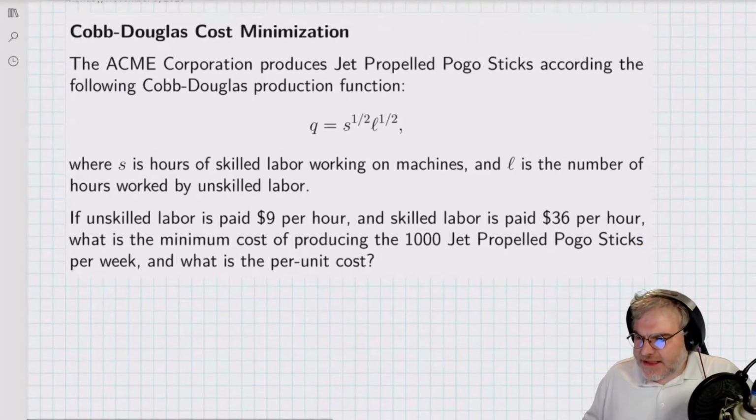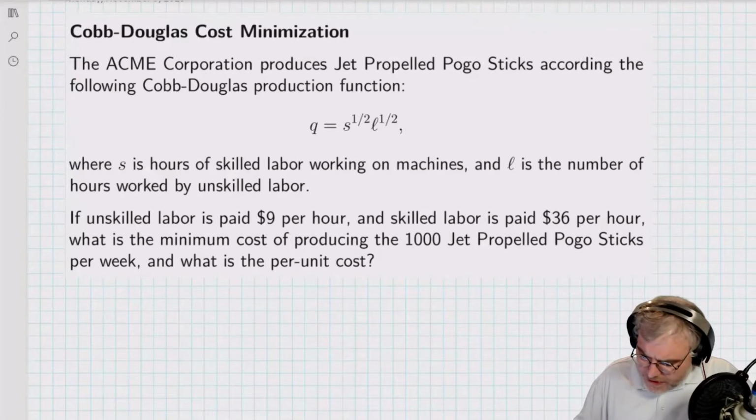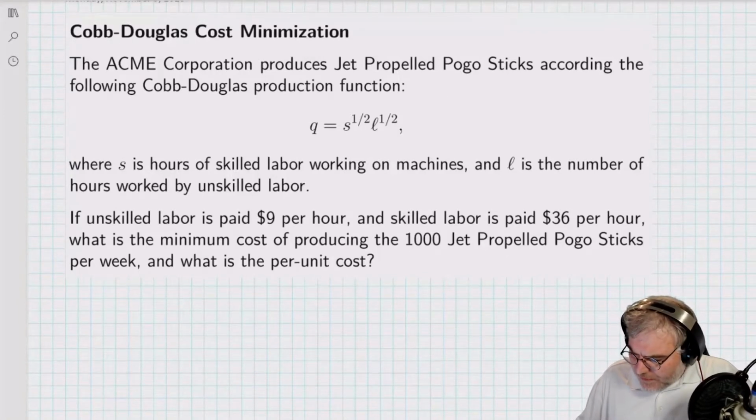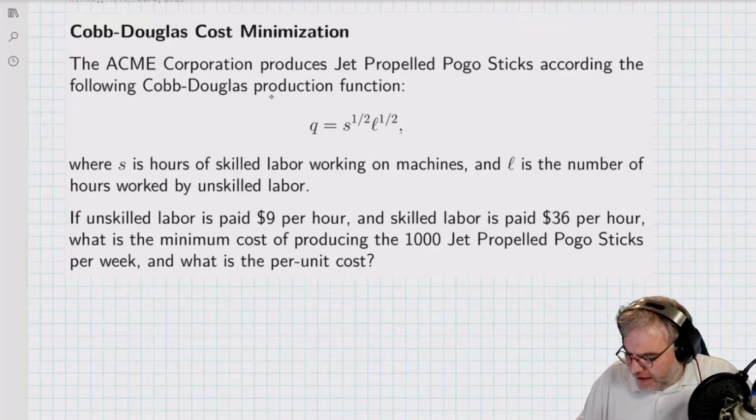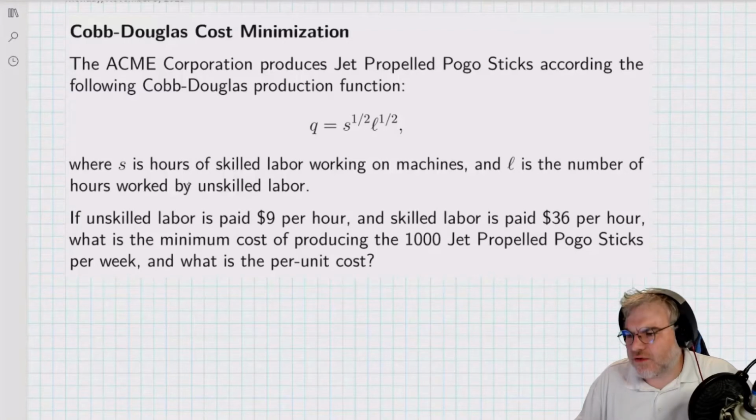Here's the big idea. So here's the problem we're going to use as our example. The Acme Corporation produces jet-propelled pogo sticks according to the following Cobb-Douglas production function. Don't worry about that word yet. You can look it up on the internet if you want to, but we'll talk about that later. So I've got some output level, and I've got skilled workers and unskilled workers.